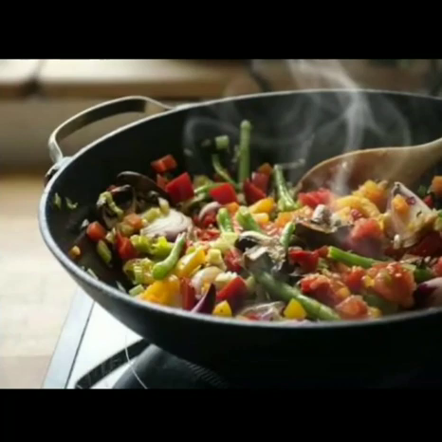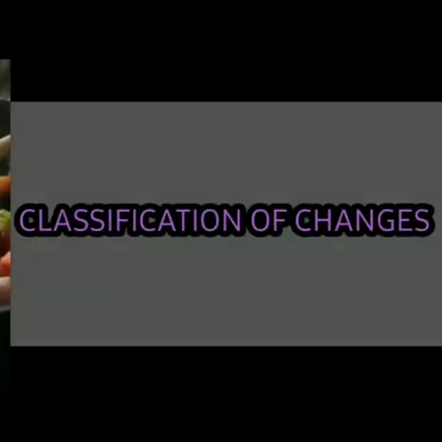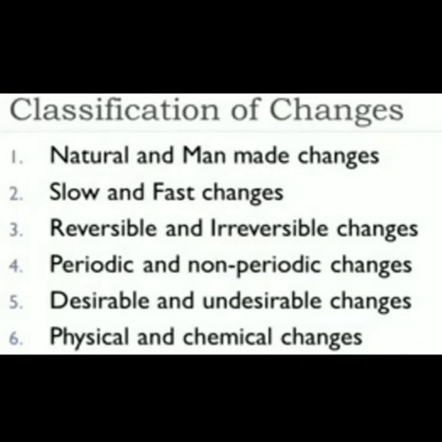So in our everyday life we can find different types of changes. Let's discuss the classification of changes. How many types of changes are found in our day-to-day life? The first is natural and man-made changes, then slow and fast changes, reversible and irreversible changes, periodic and non-periodic changes, desirable and undesirable changes, and physical and chemical changes. So let's discuss the different types of changes one by one.